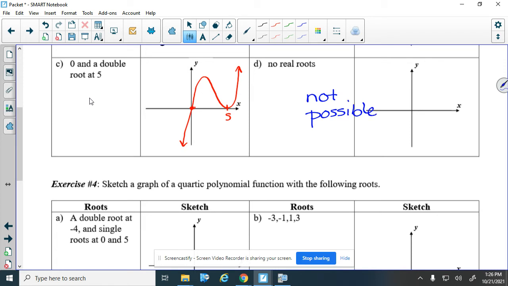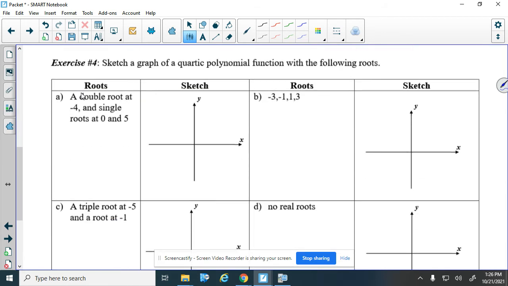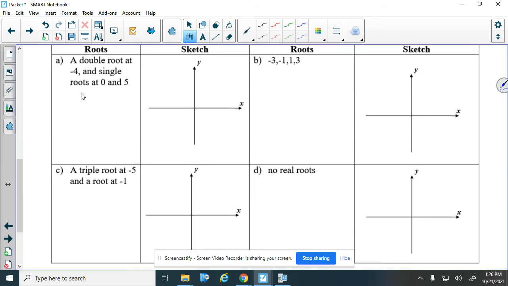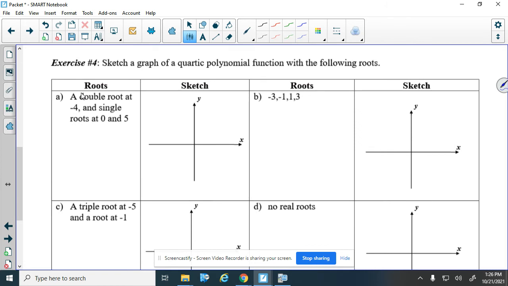Looking at the next one, now we're going to work on quartic polynomial functions, which are functions that are x to the 4th. So we expect with the fundamental theorem of algebra that we're going to have 4 complex roots with these. Might be real, might be imaginary, doubles, triples, whatever we see here.